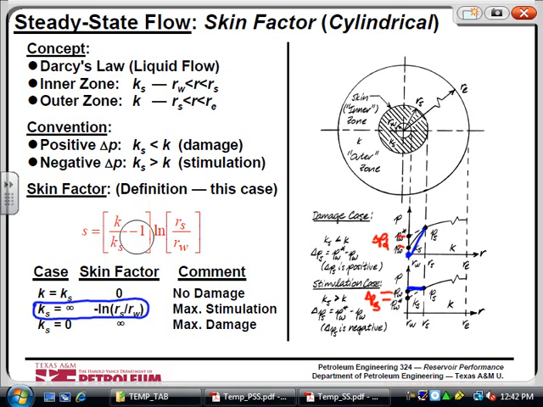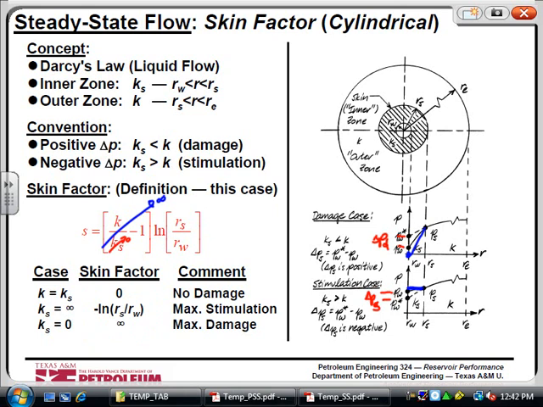Now, on the other hand, there is no maximum, quote unquote, because if you say that Ks goes to zero, then this whole term goes to infinity, and of course the maximum skin factor is infinity.